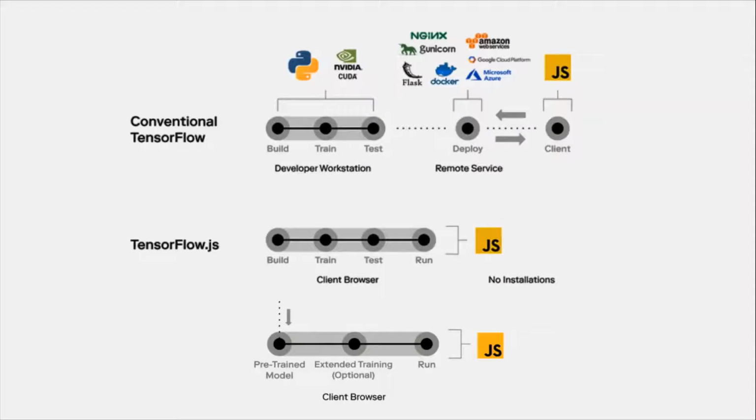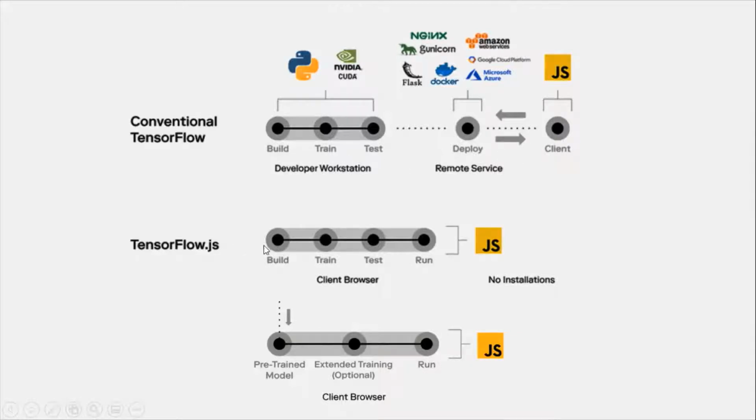These are TensorFlow model serving scenarios. The first one is the conventional TensorFlow, where on a developer workstation or a data center, the model is built, trained, tested, validated. Once it is trained satisfactorily, it is deployed in a remote service and it is exposed to the client for making real-time predictions.